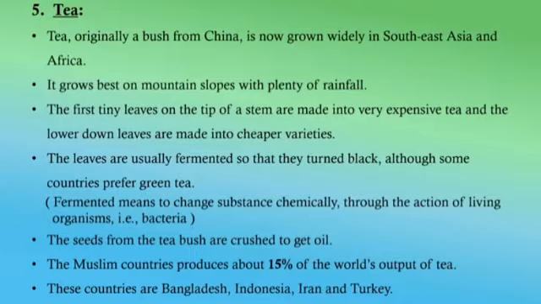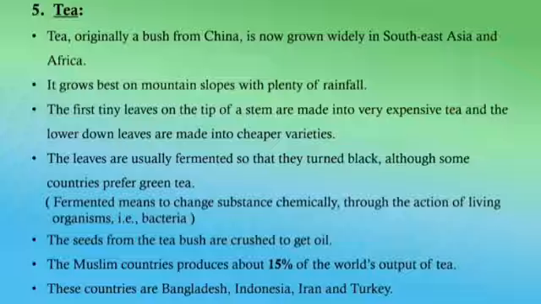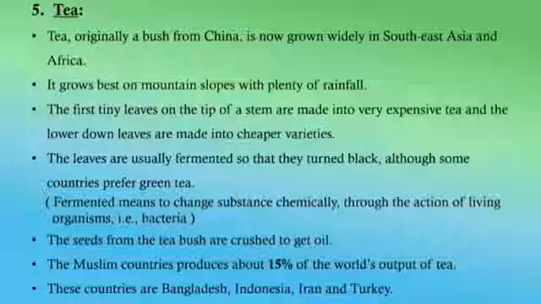Tea, originally a bush from China, is now grown widely in Southeast Asia and Africa. It grows best on mountain slopes with plenty of rainfall. The first tiny leaves on the tip of a stem are made into very expensive tea, and the lower down leaves are made into cheaper varieties. The leaves are usually fermented so that they turn black, although some countries prefer green tea.